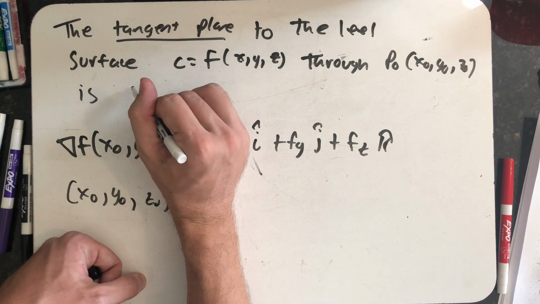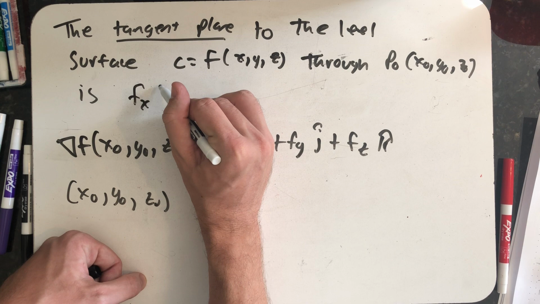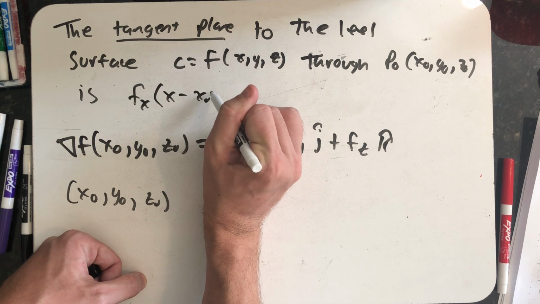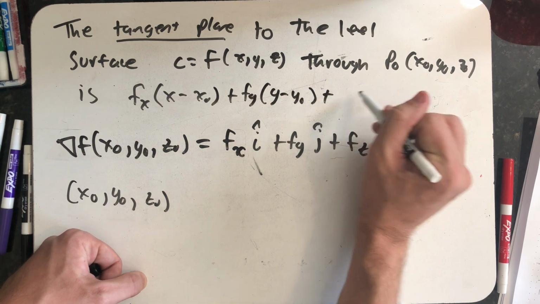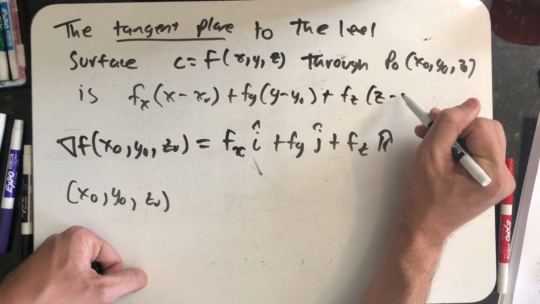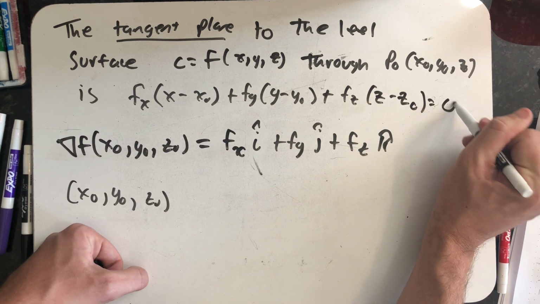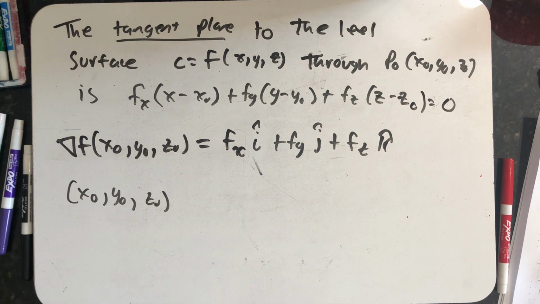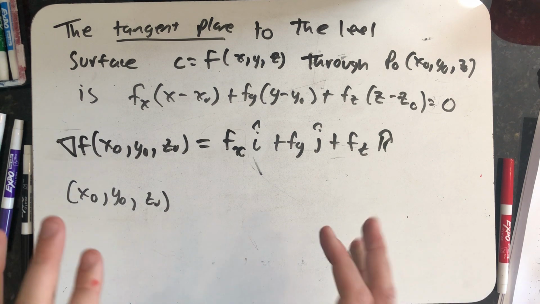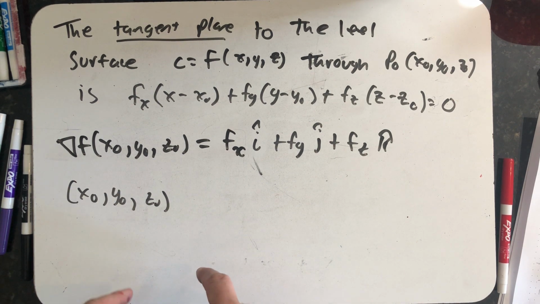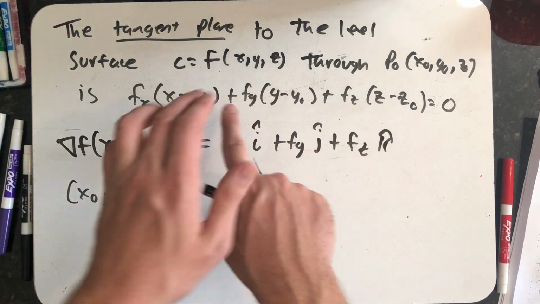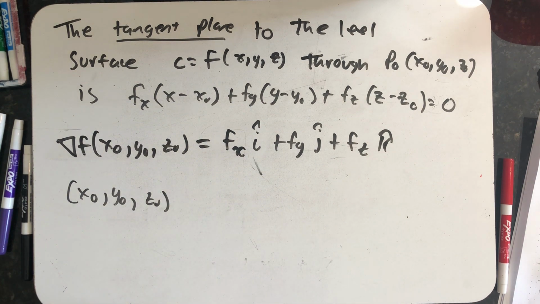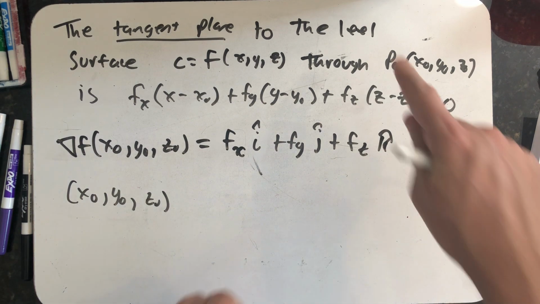So my tangent plane: fx times (x minus x naught) plus fy times (y minus y naught) plus fz times (z minus z naught) is equal to 0. That's the equation of a tangent plane. Just thinking about our lesson on finding the equation of a plane, I needed a normal vector that gave me an a, b, and a c, and then those became the coefficients in front of these terms. So that's how we can always find a tangent plane to a level surface.